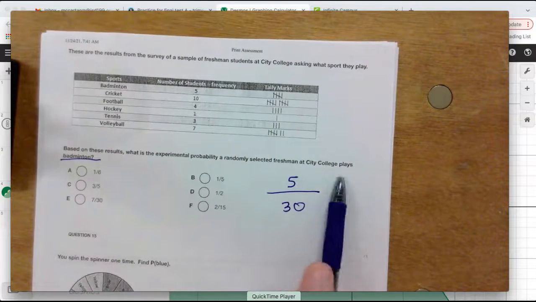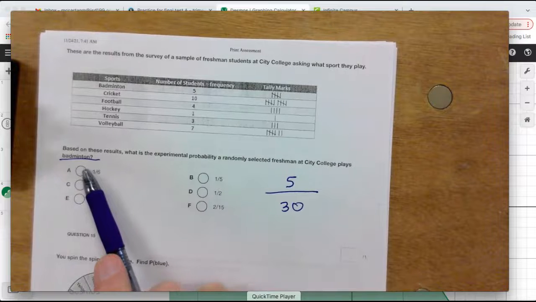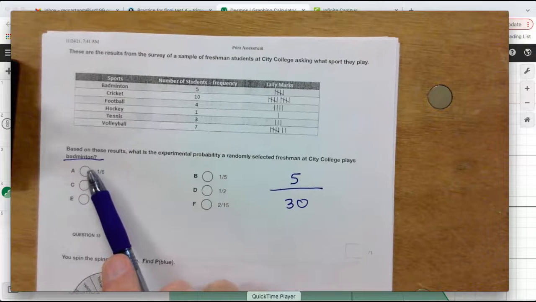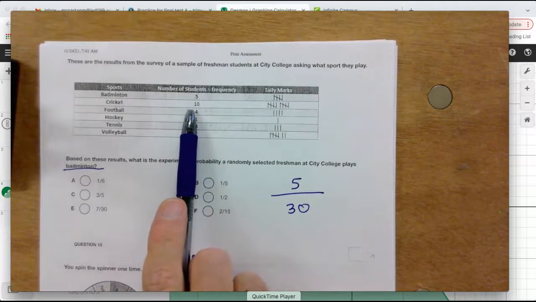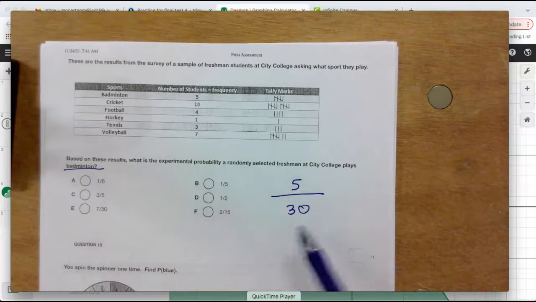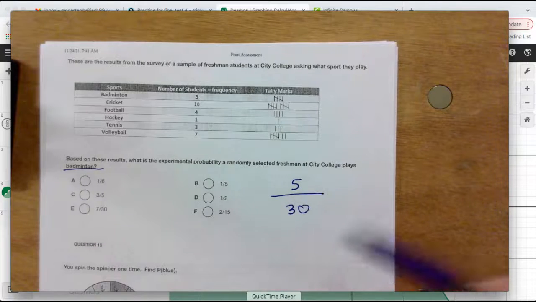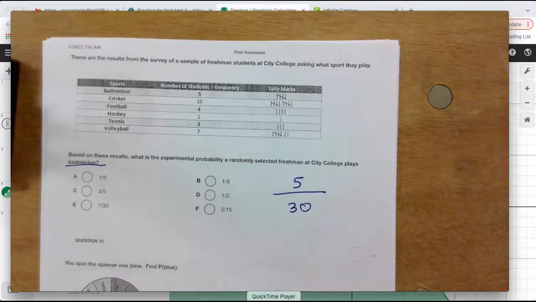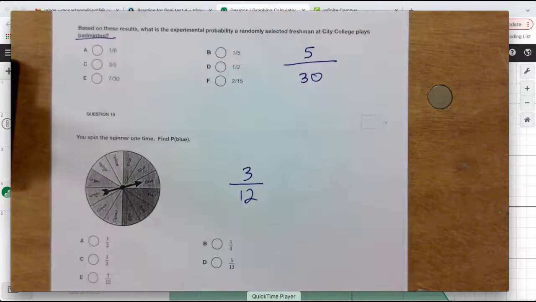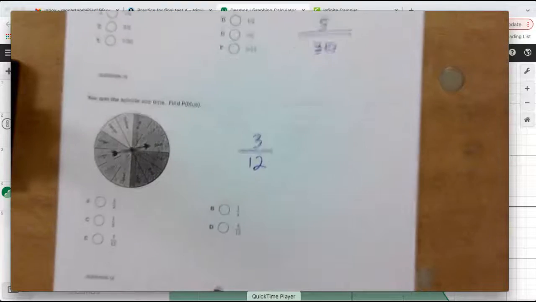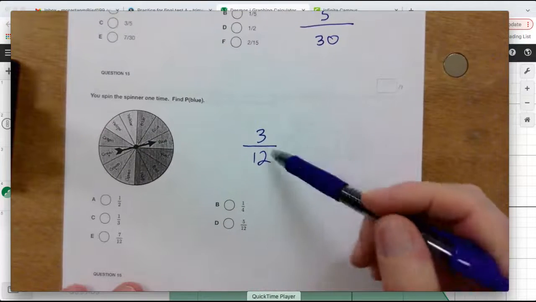All right, but of them, what's the probability I pick someone that plays badminton? Well, badminton is right there, 5. That's the top number, 5 over 30. You can simplify that, divide both by 5. All right, 15, again, asking for a probability, and probability is a fraction.